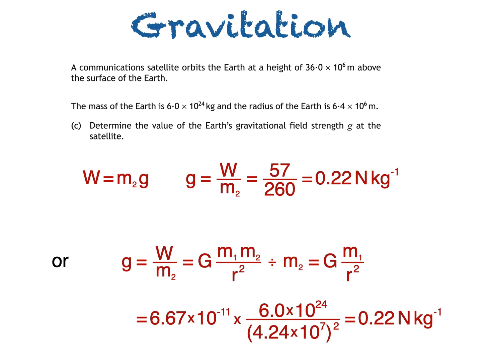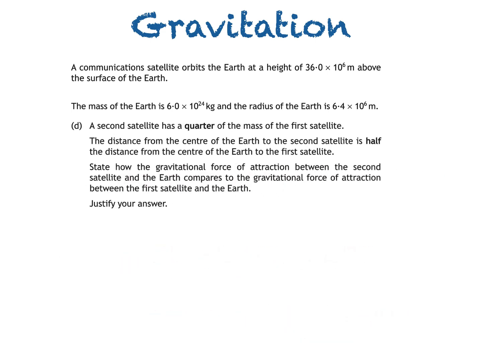Here's the last part of the question, part D. Oh my goodness, that looks so wordy. A second satellite has a quarter of the mass of the first satellite. The distance from the centre of the Earth to the second satellite is half the distance from the centre of the Earth to the first satellite. State how the gravitational force of attraction between the second satellite and the Earth compares to the gravitational force of attraction between the first satellite and the Earth. Justify your answer. Right, we'll have to take this slowly.